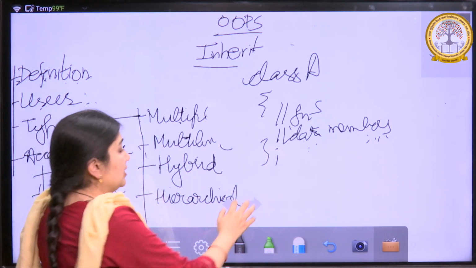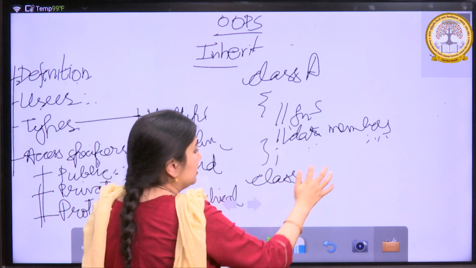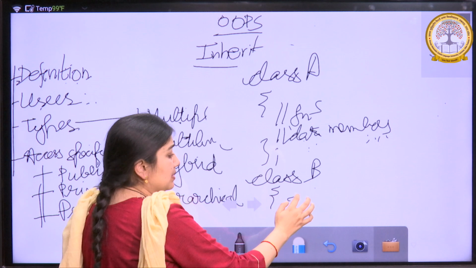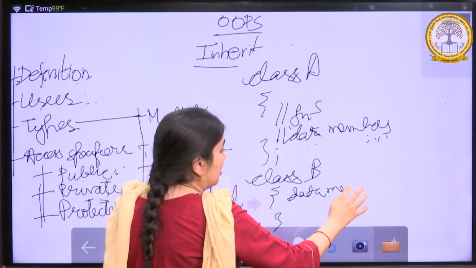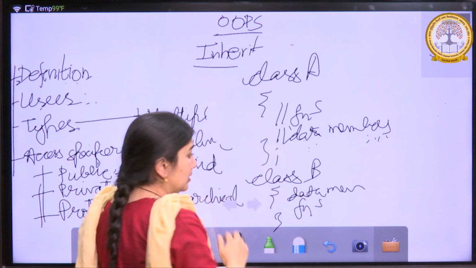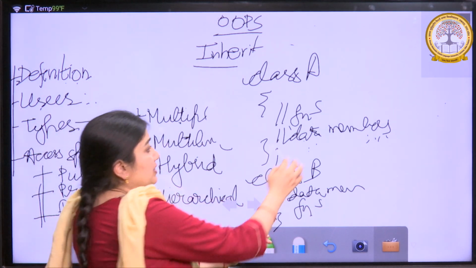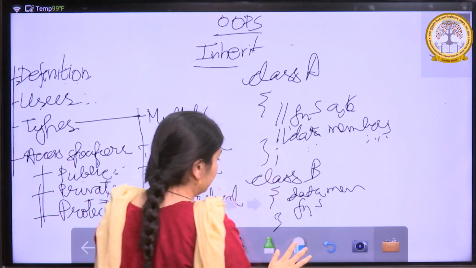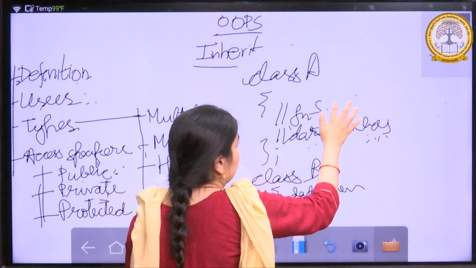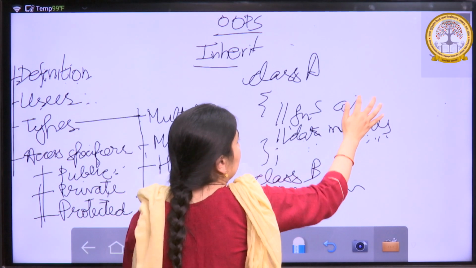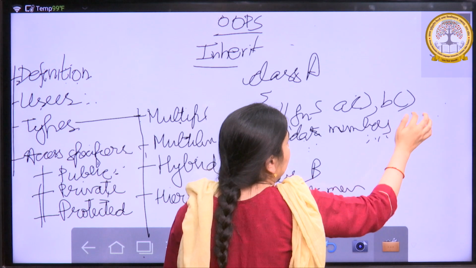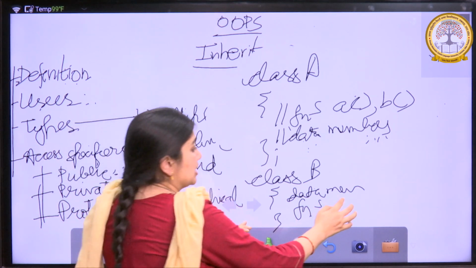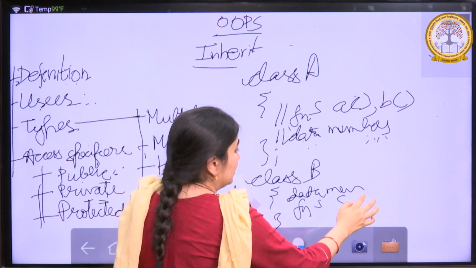Terminated by a semicolon. Now, when there comes another class B that has its own data members as well as member functions. Now, suppose there are a number of functions, we say A, B. Suppose A and B are the two functions of class A, and class B has its own member function named C.